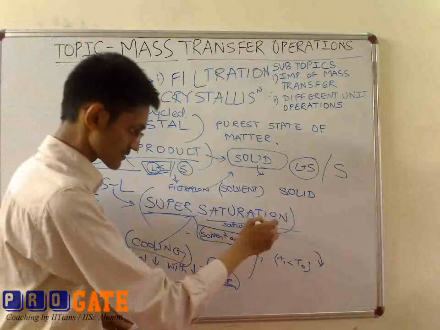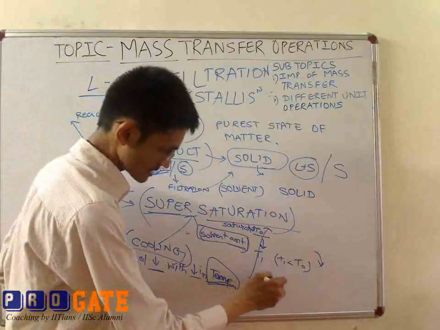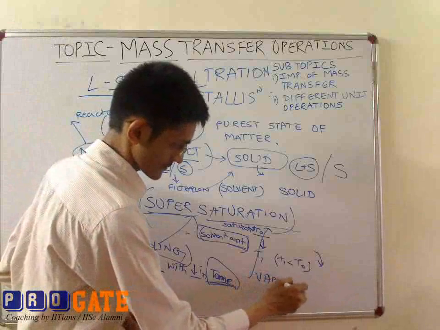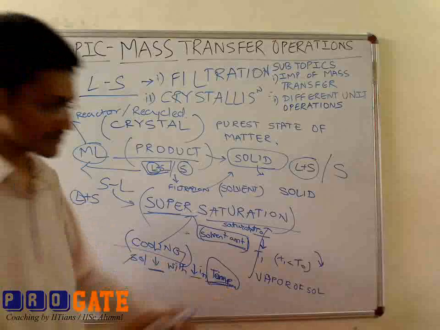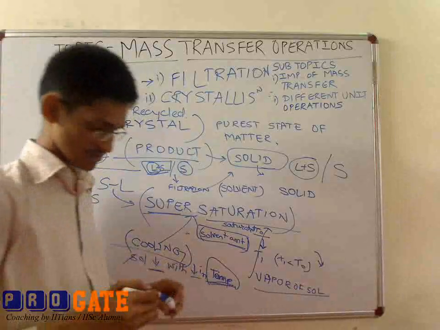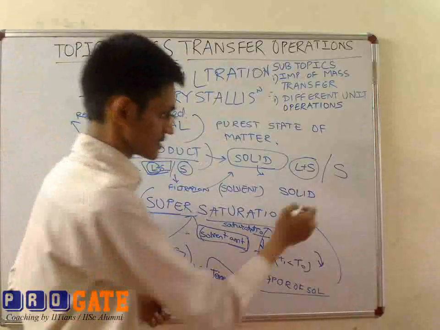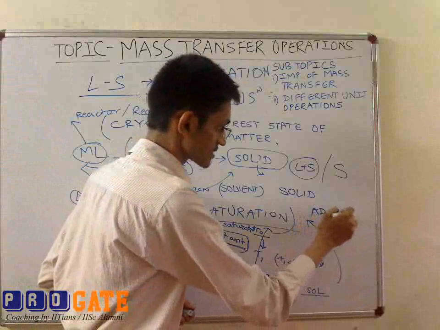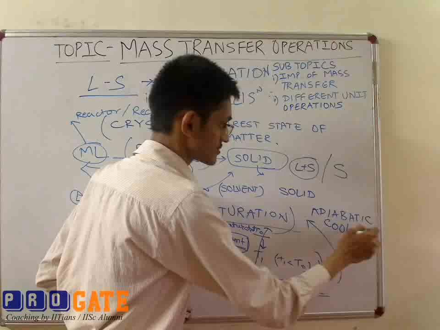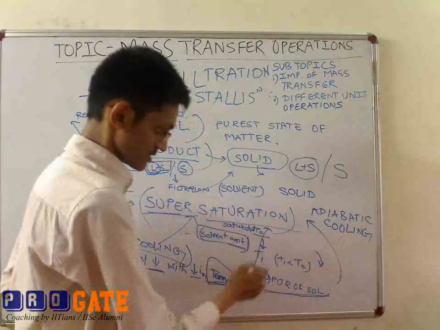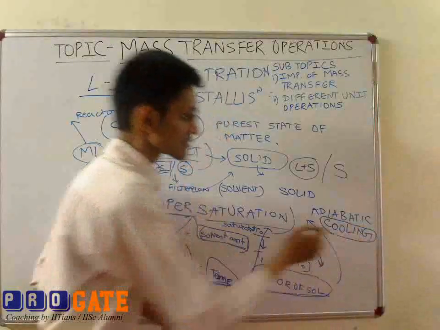Cooling is one of the options to reach saturation. The other option is to go for vaporization of the solvent. This vaporization of the solvent would be either through heat input or through applying vacuum. Through vacuum, again, it leads to adiabatic cooling. If you just apply vacuum, the heat required for the vaporization, that is the latent heat, would be taken from the solution, and hence the solution would cool.